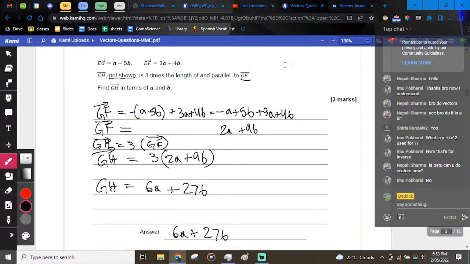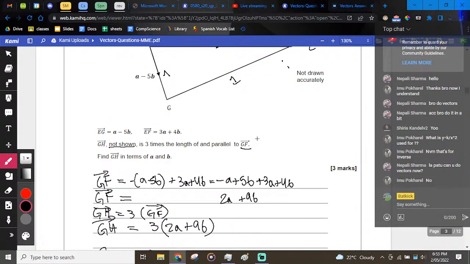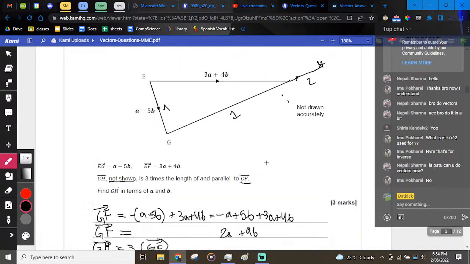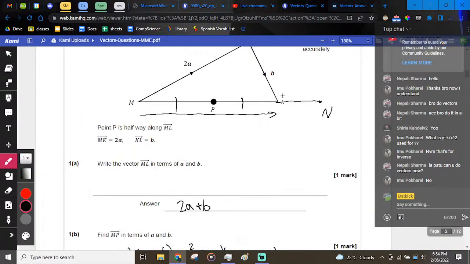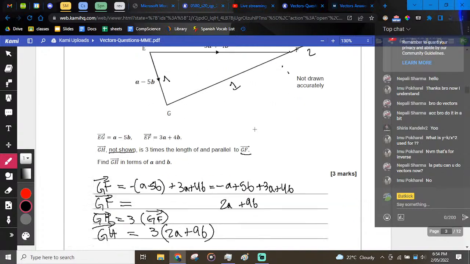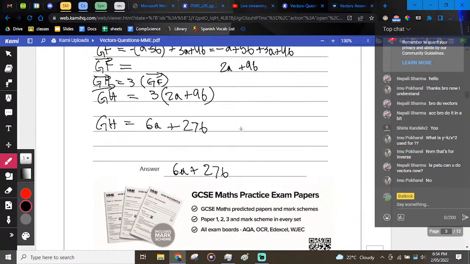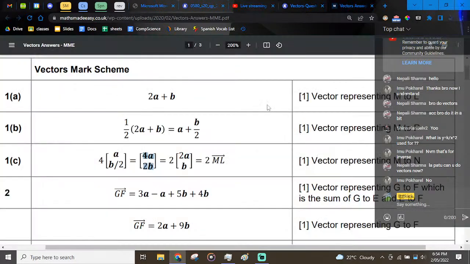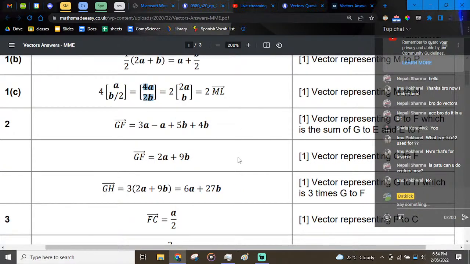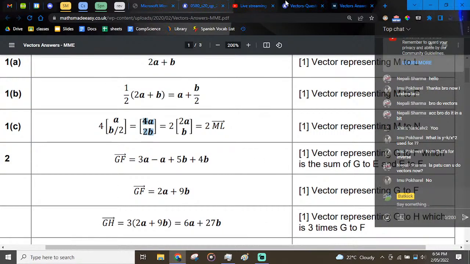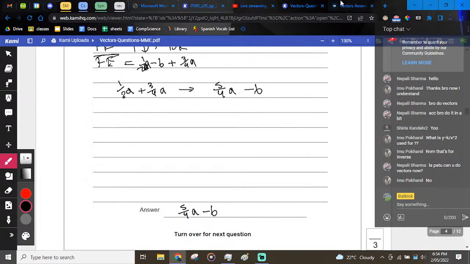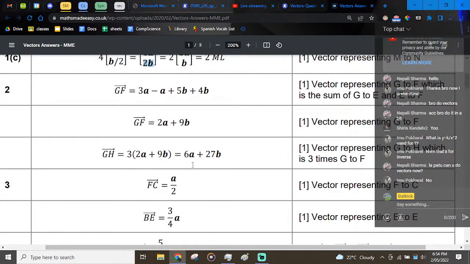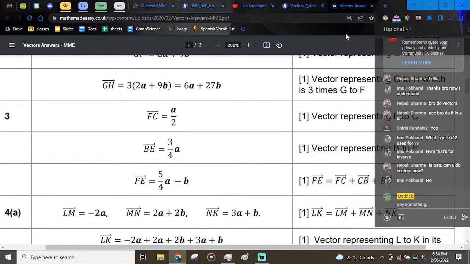Let's go 2A minus. Right, sure. Let's check though. 2 was indeed 6. Yeah, 6A plus 27. That's right. 5A, 5/4A. Yeah, perfect. Good. I'll keep this here.